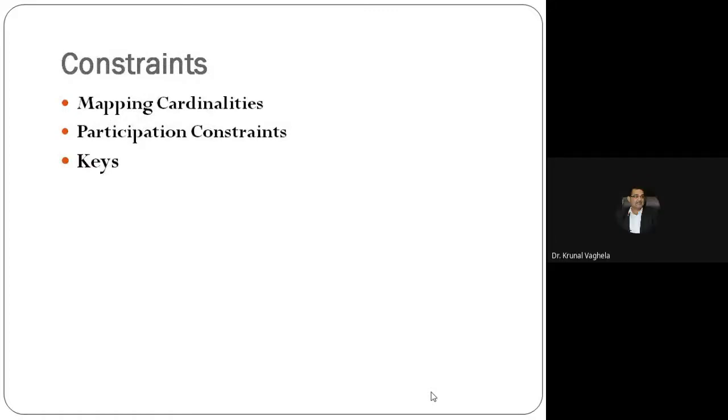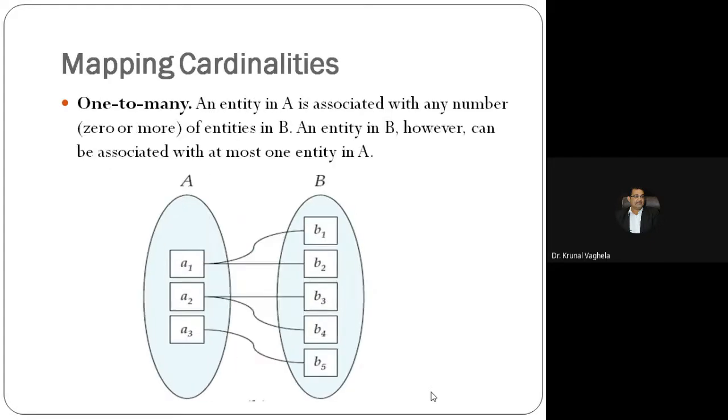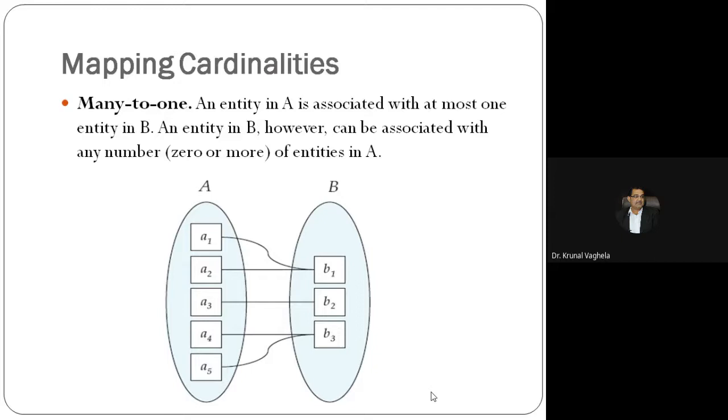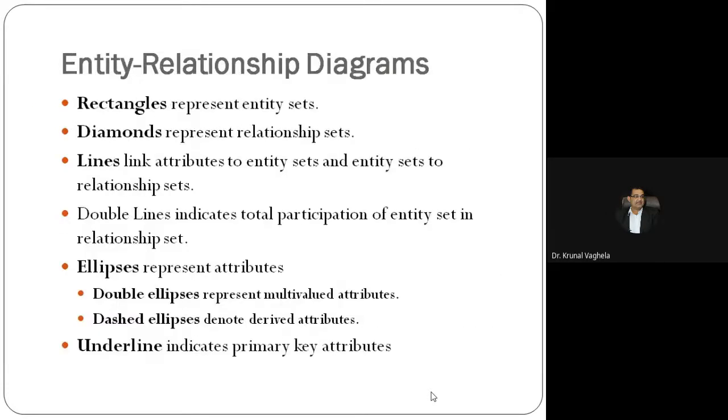Yes, good afternoon. So we've finished with all the three mapping cardinalities: one to many, many to one, and many to many. Participation constraint also we have done, total and partial. If all the records are participating in at least one relationship, then it is total. Otherwise, it is partial.